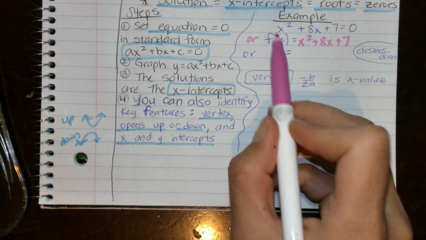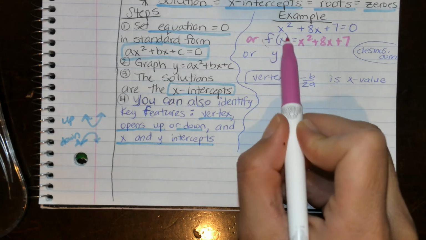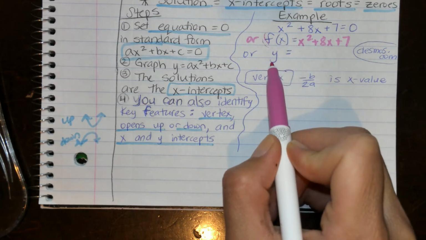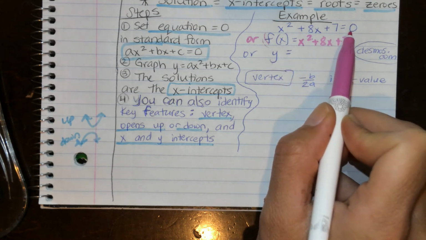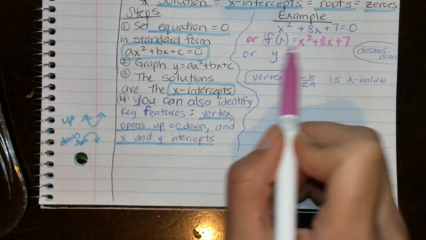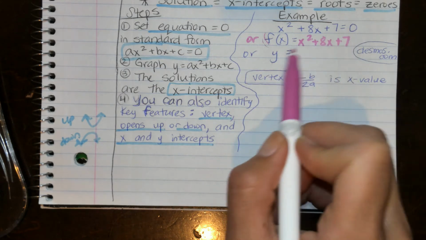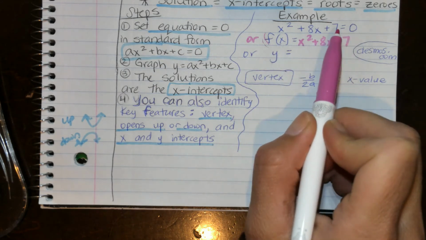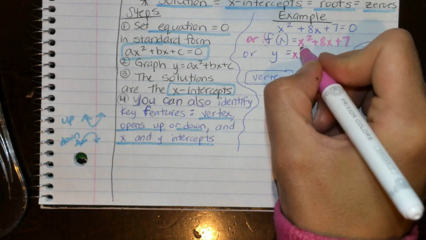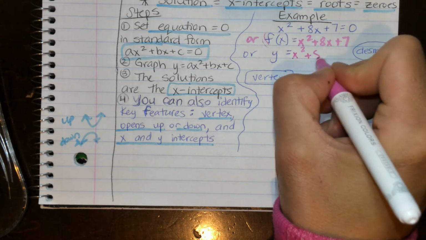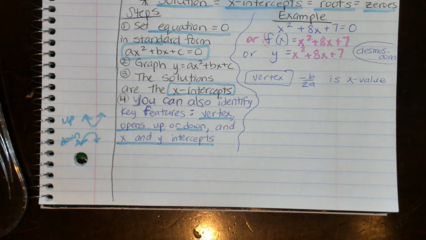I'm just showing it can be written in different ways. Some of your problems in MathXL will be written as f of x. You can interchange and substitute, instead of f of x, you could write y, or you could put a 0. We're setting y equal to 0 because that's the x-axis. When the x-axis is going straight across, that's where y equals 0. So y and f of x could be interchanged, but it's still the same equation, x squared plus 8x plus 7. Okay, so I'm good to go.